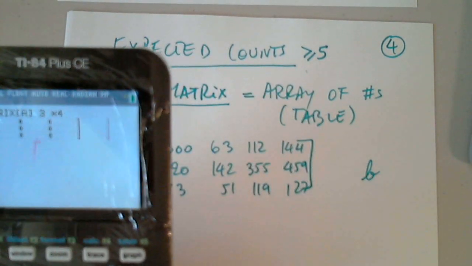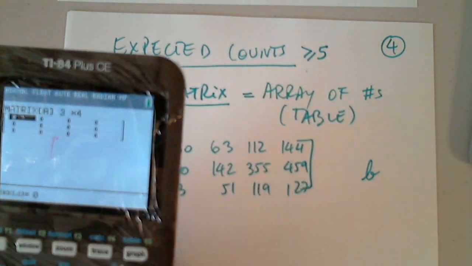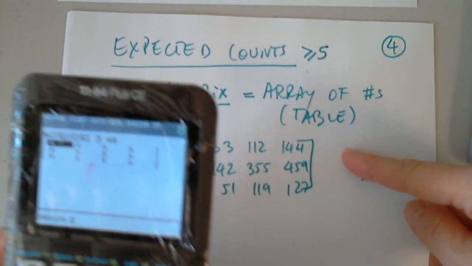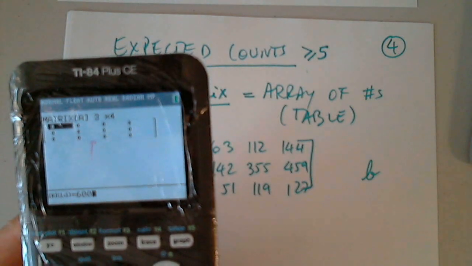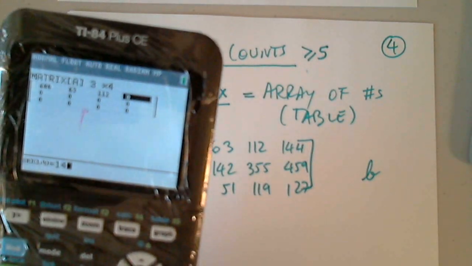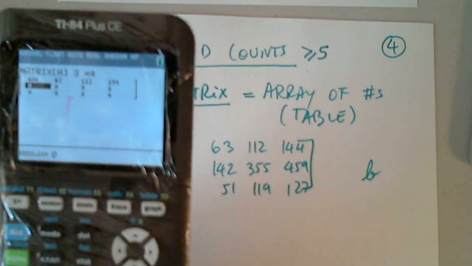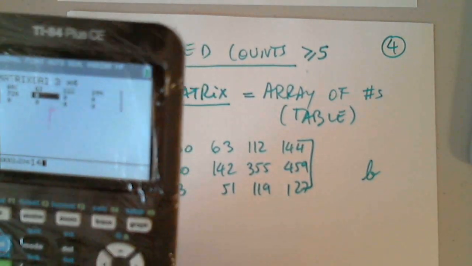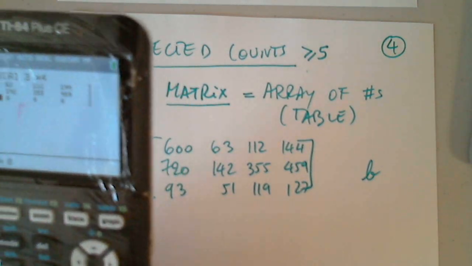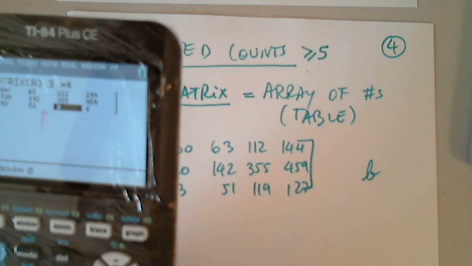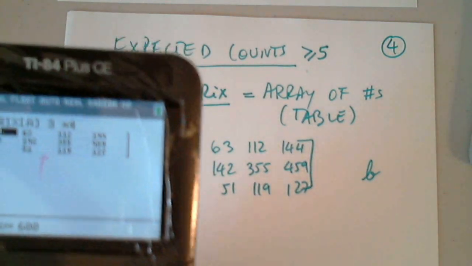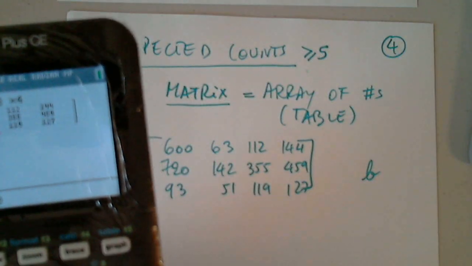And then the template pops up. It's waiting for me to enter the information. I will enter the information by rows. 600, enter. 63, enter. 112, enter. 144. Every time I have to click on enter. 720, 142, 355, 459, 93, 51, 119, and 127. Make sure you have all this information in there.